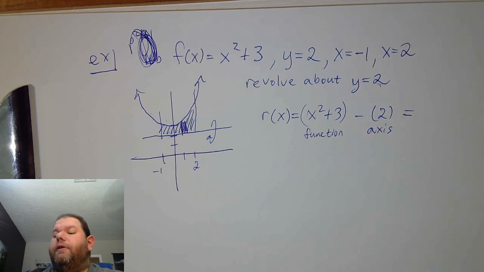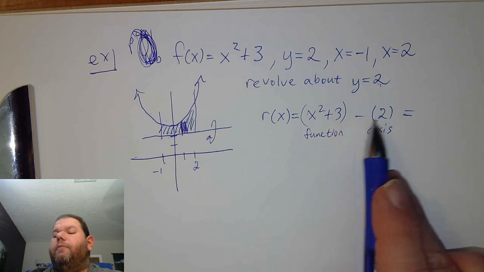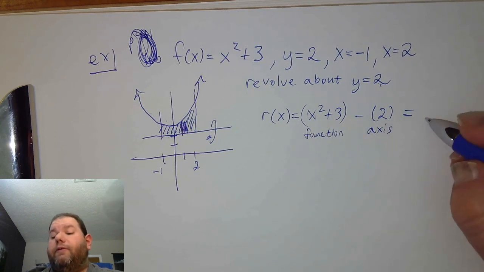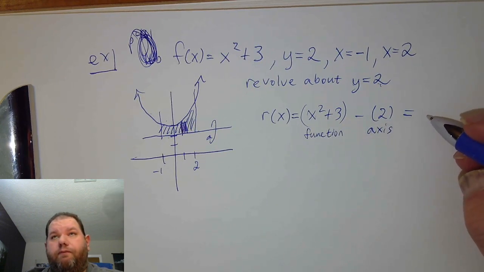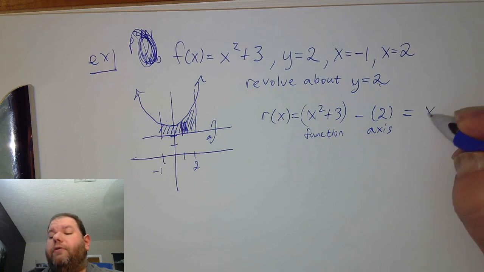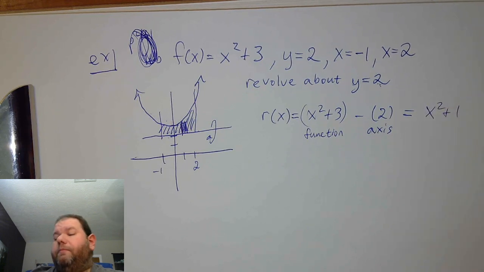And so putting that together, x squared plus 3 minus 2, that's going to give us our radius function of x squared plus 1. And that right there is probably the most difficult part of this type of problem, correctly identifying what the radius function is. That's really the only piece that we're missing once we get the graph.